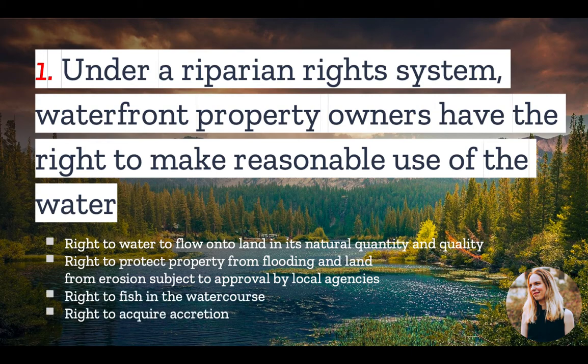the right to accretion. Now, accretion is when silt deposited by the river expands the riverbank. So the right to accretion means that the waterfront property owner effectively owns any of this newly created land. And the right to boomage, or the right to charge a fee for the right to place a boom in order to store logs. This was historically used by logging companies when they used to transport logs via river.